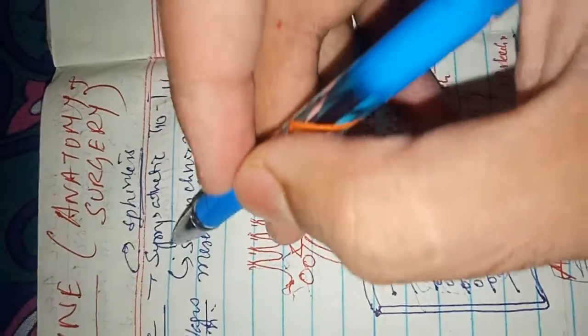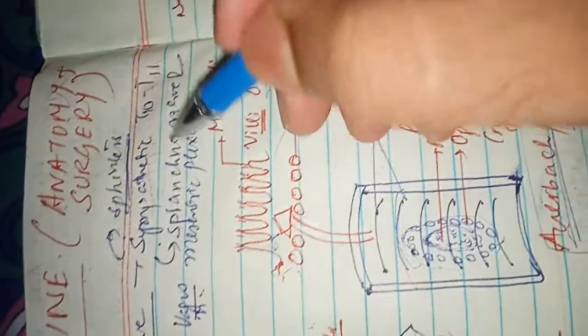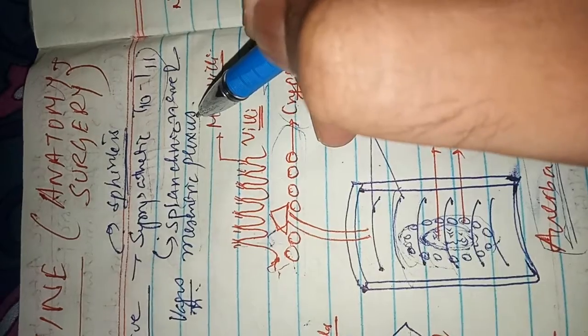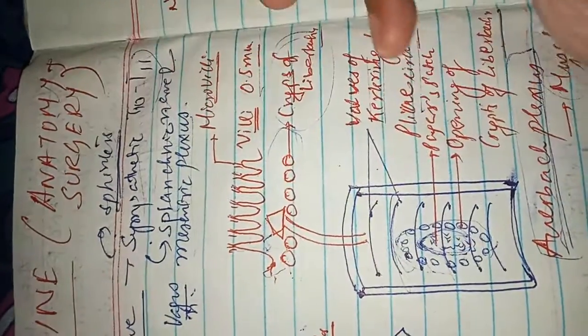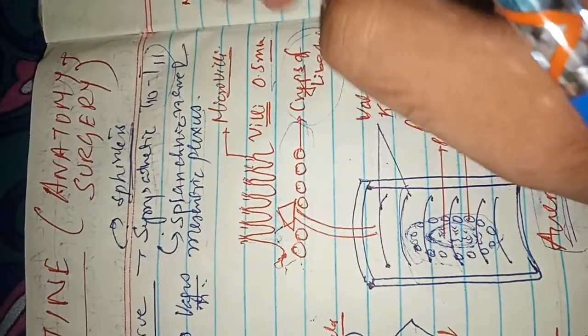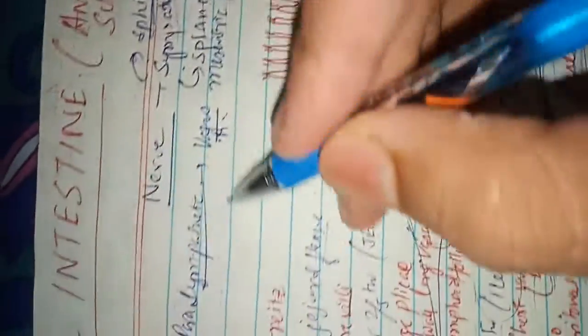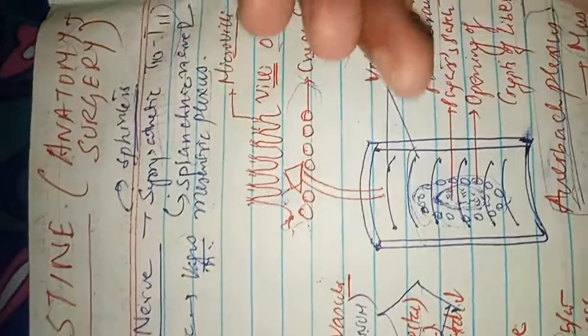What is the nerve supply? There is a sympathetic nerve supply and a parasympathetic nerve supply. The sympathetic supply is from T10 to T11 through the splanchnic nerve and the mesenteric plexus, which supplies the sphincters and helps in peristalsis. The secretions of the glands are helped by the parasympathetic nerve supply, that is the vagus nerve.